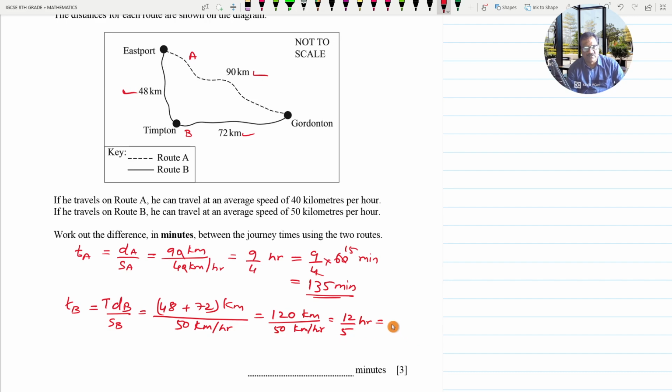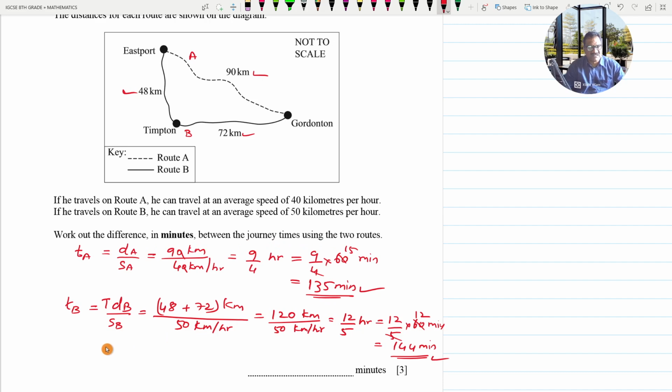And if you want to convert it into minutes, it will be 12 upon 5 into 60 minutes. So 12 into 60 will go 12 fives, and 12 into 12 is 144. So the answer will be 144 minutes. So if he travels through route A, it takes 135 minutes, and if he travels by route B, it takes 144 minutes. The question asked is to work out the difference in minutes between the two journeys, that is, between the two routes.